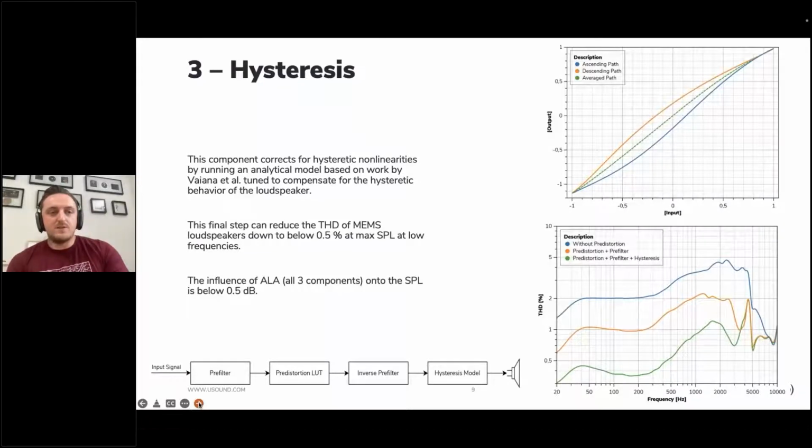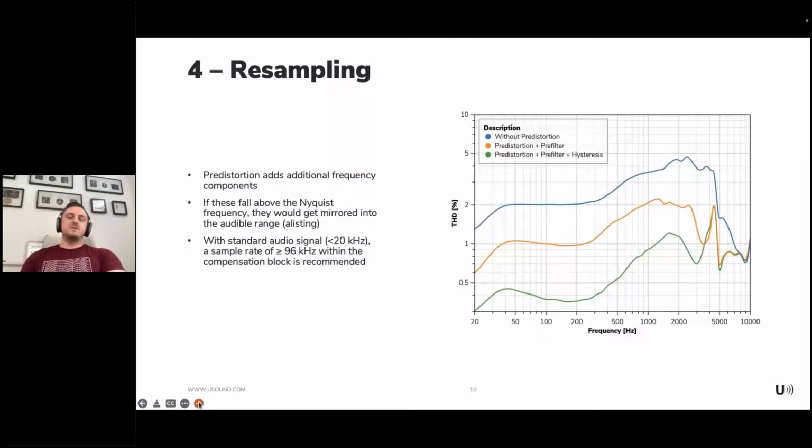Now, the fourth part of the active linearization algorithm is the resampling. The reason why we need to do this is because the predistortion changes the transfer function of the signal, so it will add additional frequency components. It's a nonlinearity introduced to compensate for other nonlinearities. If this additional energy falls into frequency ranges above the Nyquist frequency, so above half the sample rate, then it would get mirrored down into the audible range via aliasing.